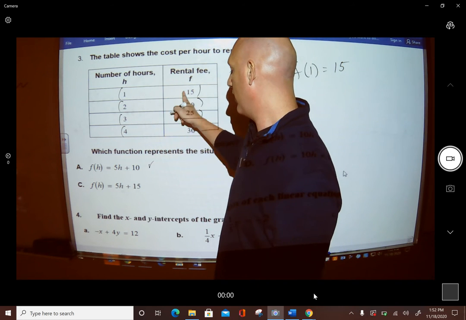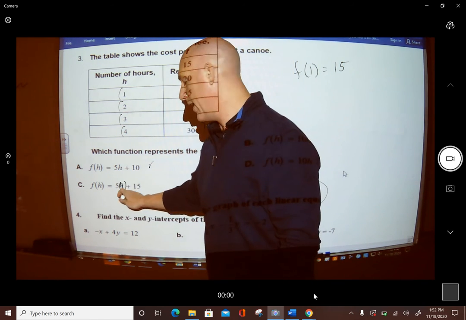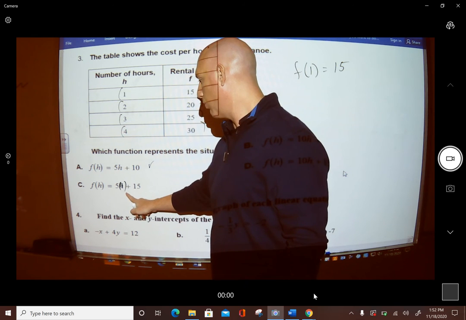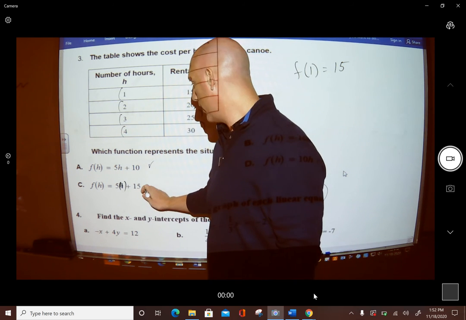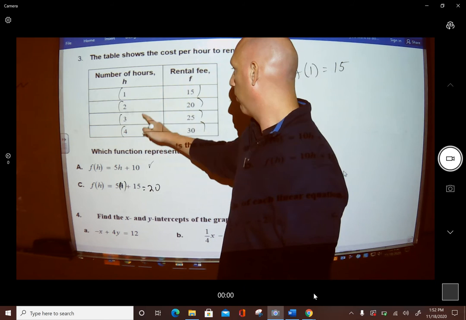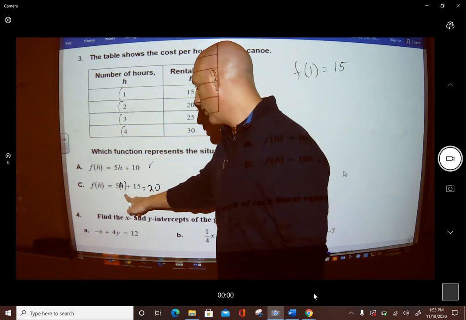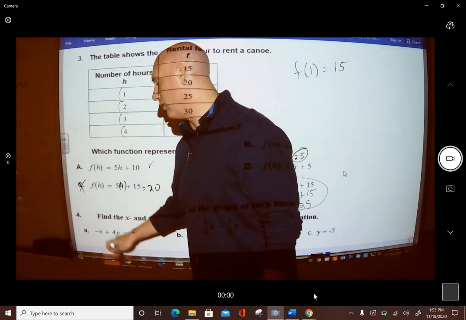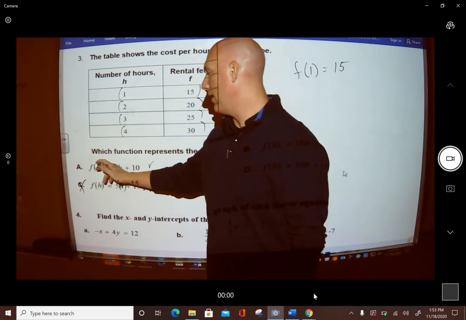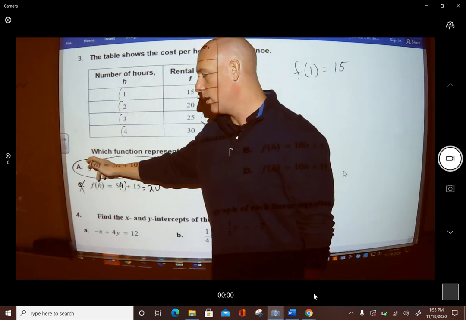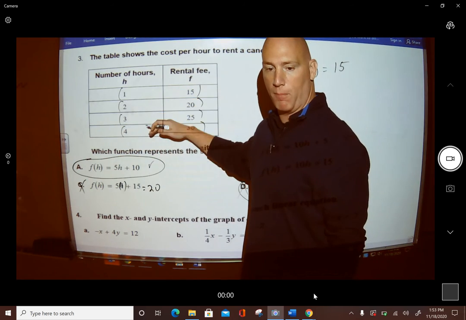When I look at this one, 1, 15. If I plug in 1 for h, 5 times 1 is 5, plus 15 is 20. I should have plugged in 1 and got out 15, but I plugged in 1 and got out 20. That didn't work. A is the only one that would work for all 4 points.